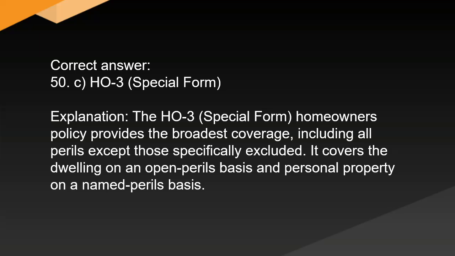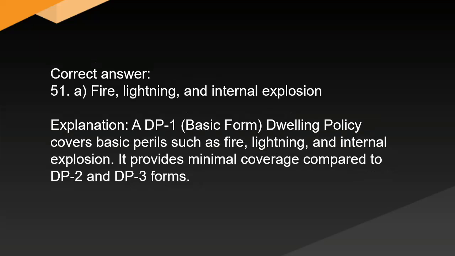Correct answer. C. HO-3 Special Form. Explanation. The HO-3 Special Form homeowner's policy provides the broadest coverage, including all perils except those specifically excluded. It covers the dwelling on an open perils basis and personal property on a named perils basis.